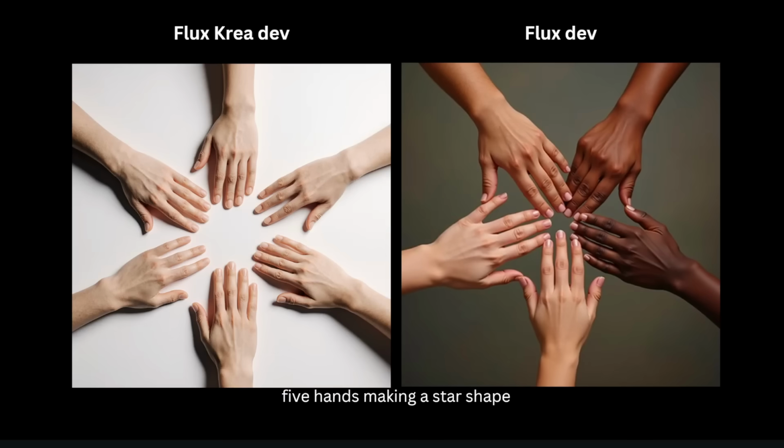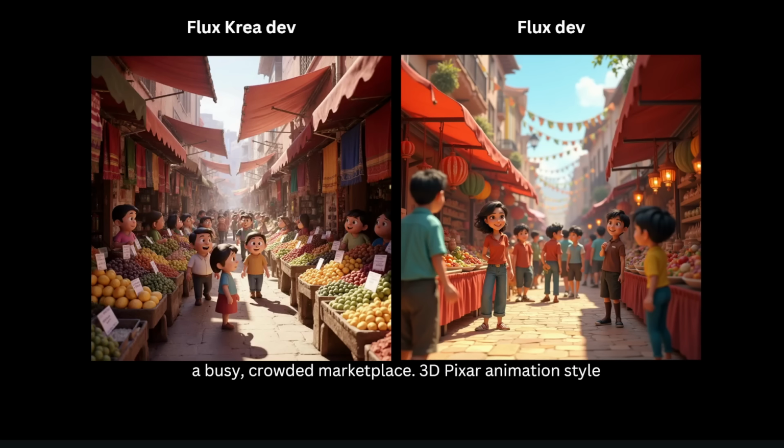Next, I also tried this prompt, 5 hands making a star shape. None of them could do this well, whereas proprietary models like Seedream or GPT-4o could nail this prompt. And then next, I also wanted to test out different art styles, so here is a marketplace in 3D Pixar animation style. And actually, both of them look very good. If I had to pick one, again, I would go with FLUX Krea Dev. It just looks slightly nicer and more detailed, and the colors also look more accurate.